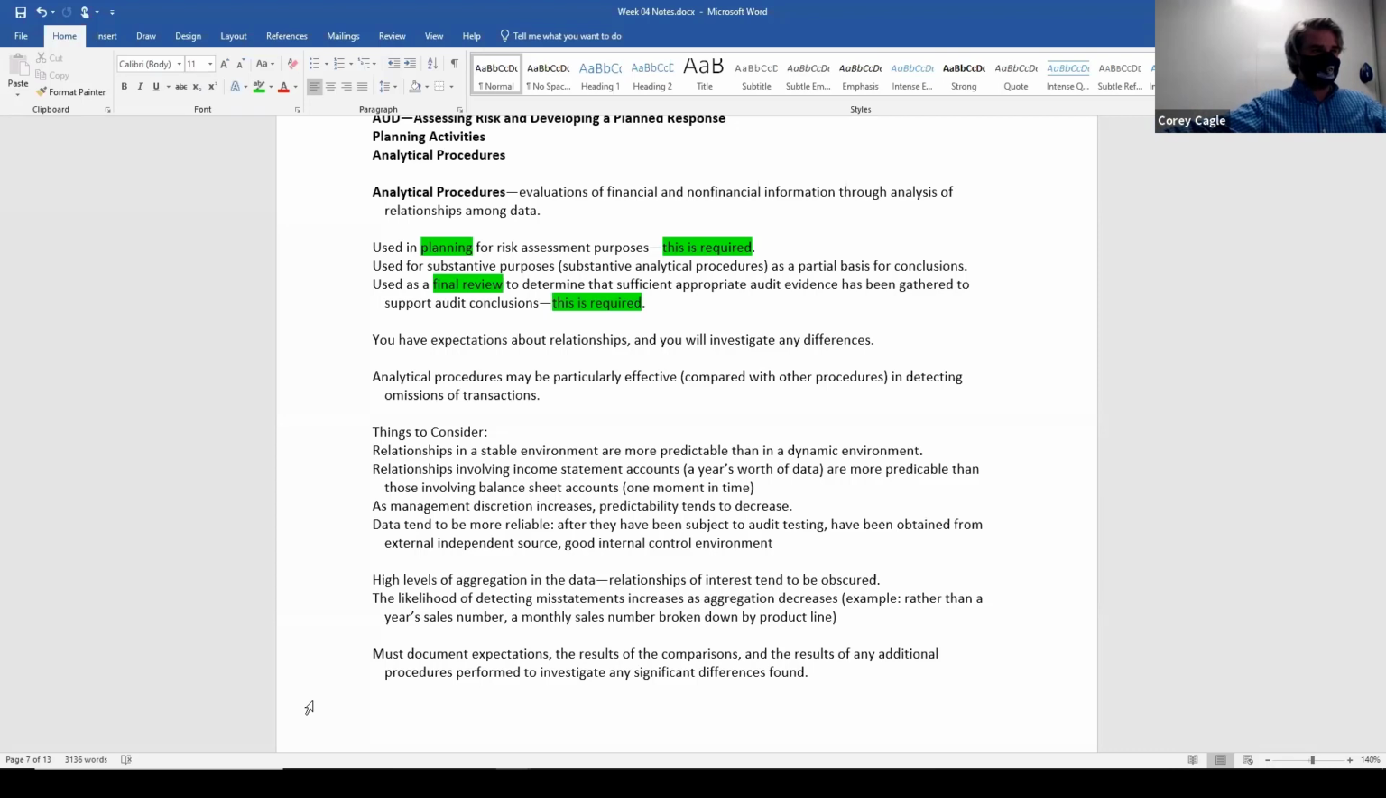Here's monthly revenues for this source, this source, this source. I mean, you can disaggregate it as much as you are able, as much as you want to. Our notes make the point, the higher the level of aggregation, the more obscured relationships tend to be. If you start picking them apart, maybe revenue from different product lines or that kind of thing, it might highlight things that are going on a little better.